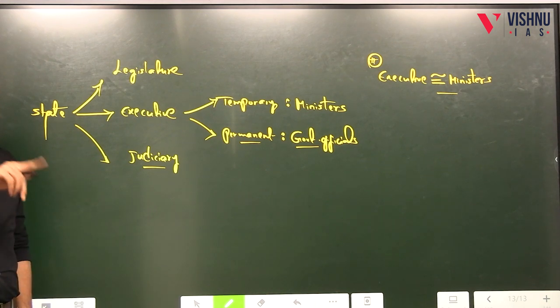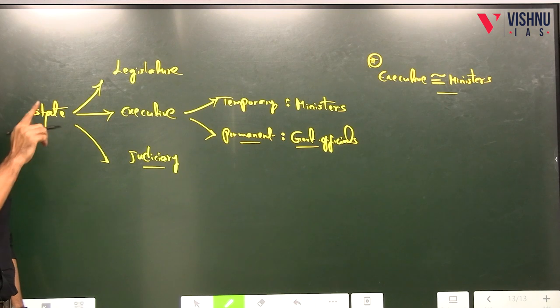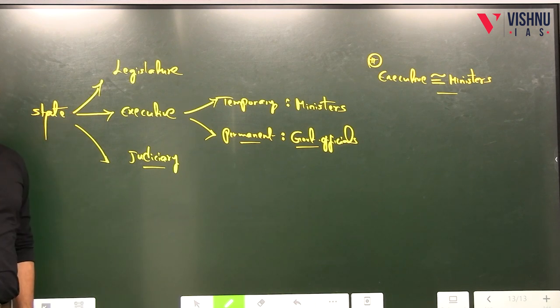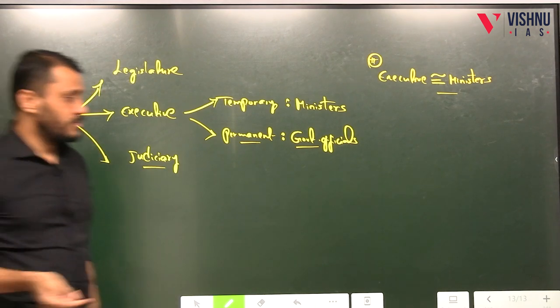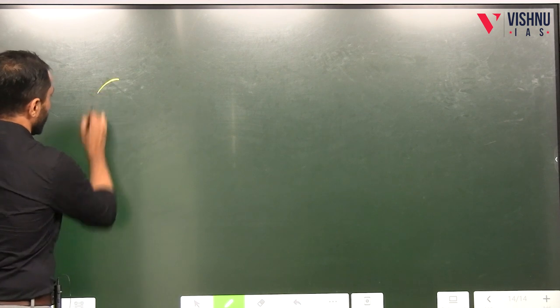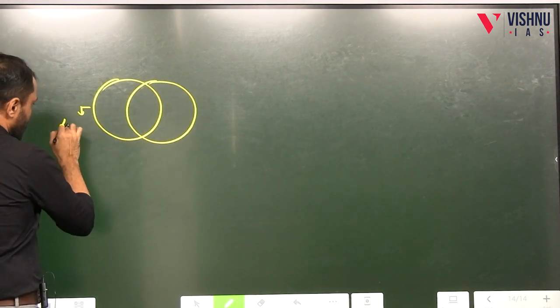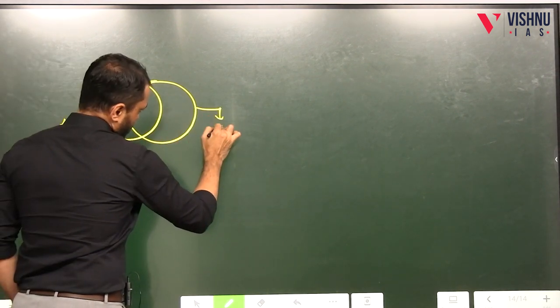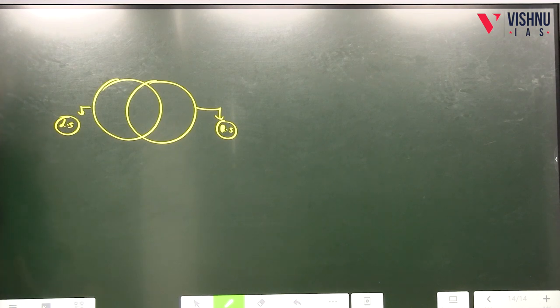Now, in the previous statement, I told you that the executive is derived from the legislature and the executive is responsible to the legislature. Yes or no? Yes, sir. Now we'll see. Are you clear with this? Lok Sabha, Rajya Sabha. Lok Sabha and Rajya Sabha. These are the two houses.